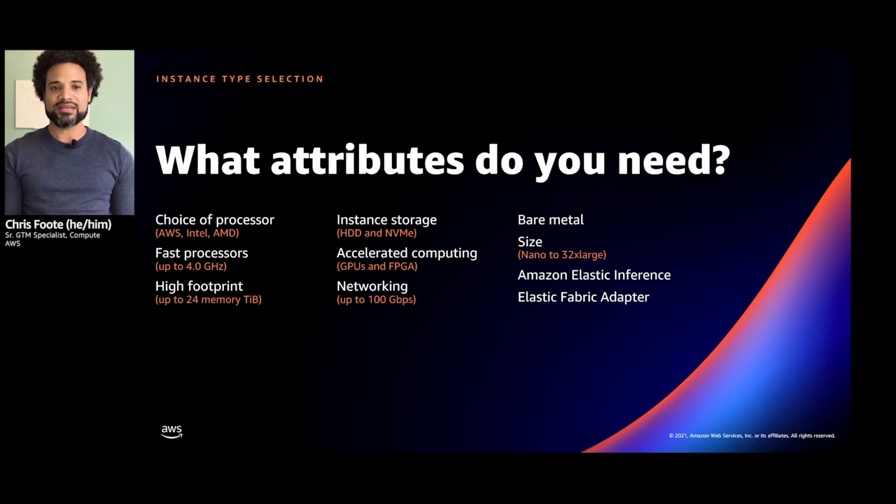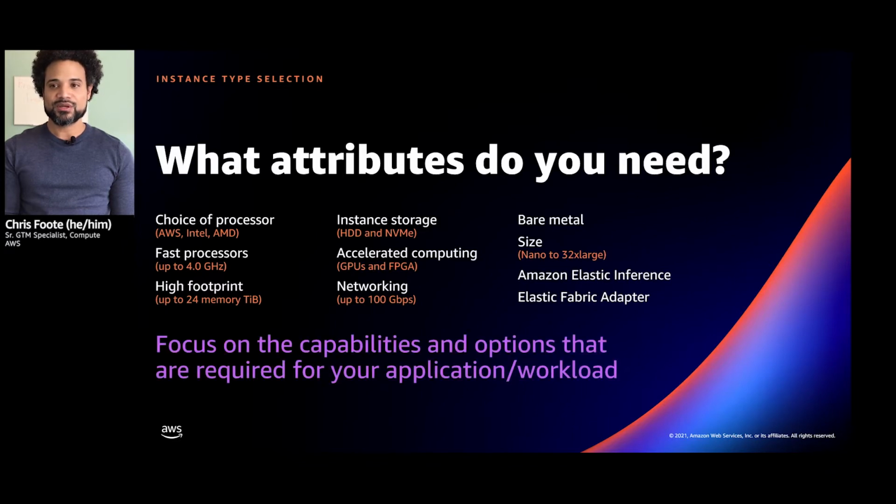Once you understand what your application requirements are, then you can start to think about what processors I need to consider. Can I use AWS ARM64 instances? Do I need faster processors? Is it a gaming workload? Is it HPC? Maybe I need a high memory footprint because I need a lot of scratch space for my application. Or maybe I need enhanced networking if I have a lot of internode traffic. These are all the things I want to be thinking about, and from there, you can start to back into which instance types work the best. You'll focus on the capabilities and options that are best required for your application and workload.